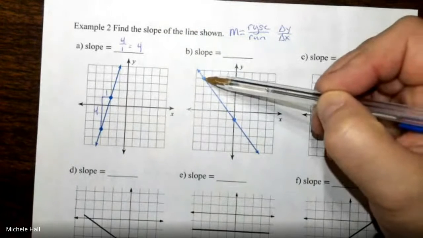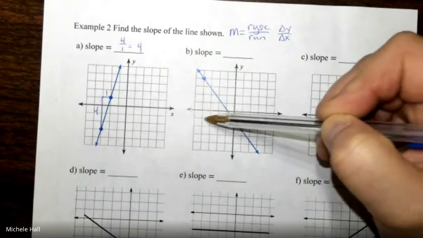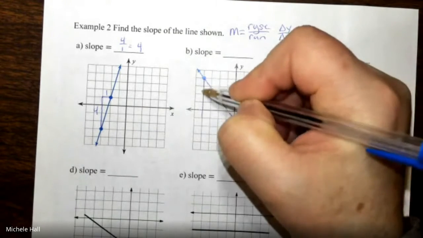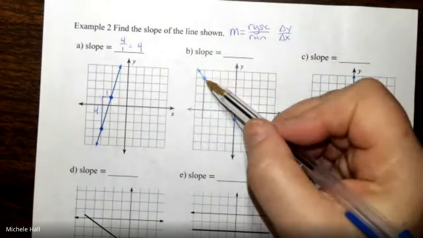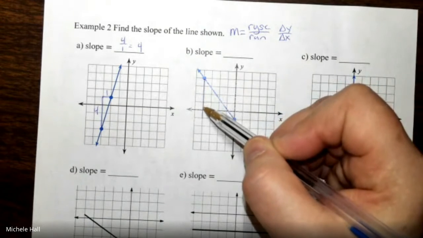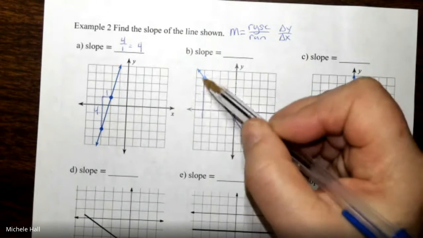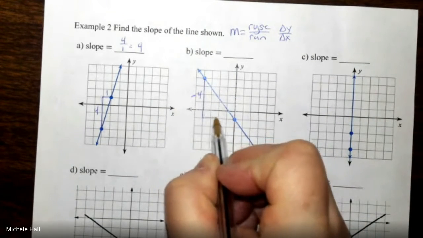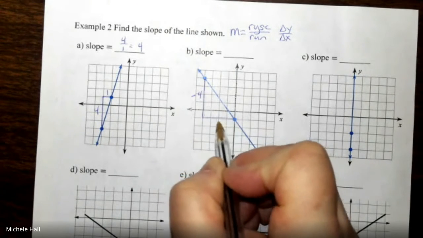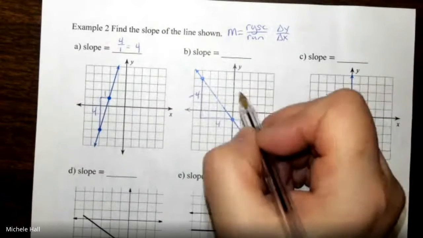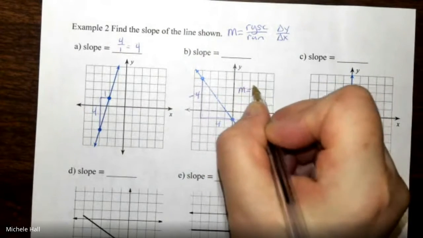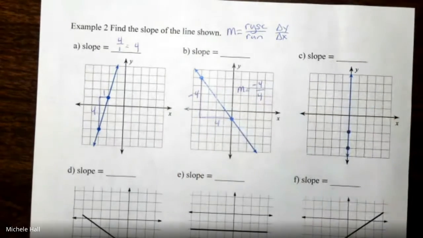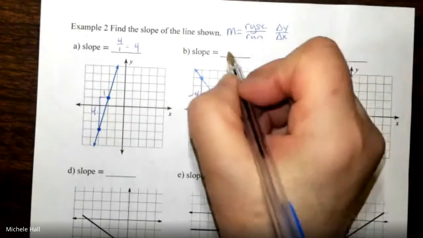This time I'm going to start from the top point and I'm going to rise down and then run to the second point. I'm rising down. That is in the negative direction. How much did I rise down? 1, 2, 3, 4. I went down 4 in the negative direction. That's going to be negative 4. And then I'm going to run in the positive direction. 1, 2, 3, 4. My slope is rise negative 4 and run positive 4. Negative 4 divided by 4 is negative 1. My slope is going to be negative 1.